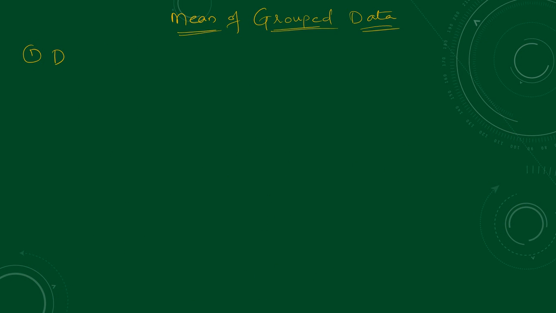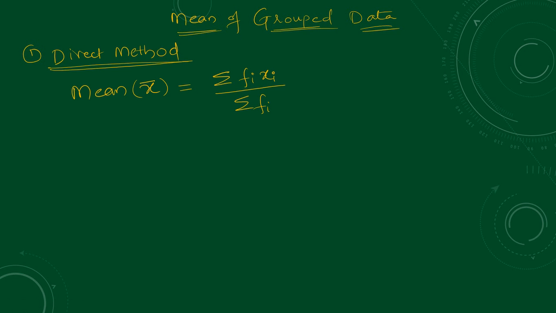The first one is the direct method. In the direct method, we have a simple formula. The mean is represented by x bar. This mean is equal to summation of f suffix i into x suffix i by summation of f suffix i. This can also be written as summation of f suffix i into x suffix i by n, right? This is the simple formula that we have.